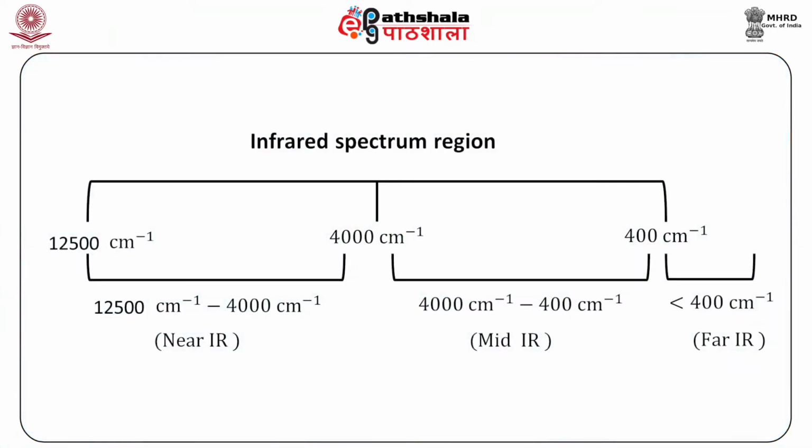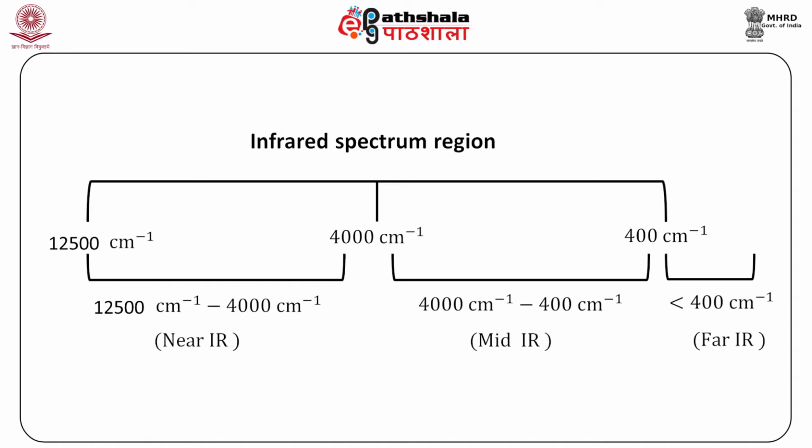Now, the infrared spectrum can be divided into three main types of regions. First of all, the far infrared region, which is less than 400 centimeter inverse. Now, centimeter inverse is the general unit which we use in infrared spectroscopy. Second is the mid infrared region, which ranges from 4000 to 400 centimeter inverse, and the near infrared, which ranges from 12,500 to 4000 centimeter inverse.